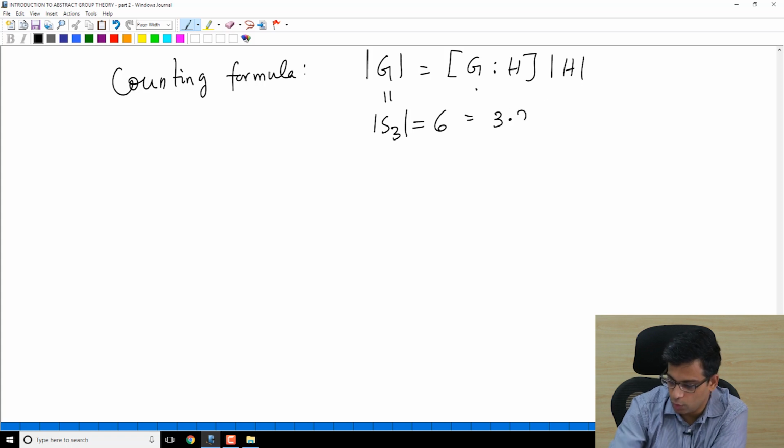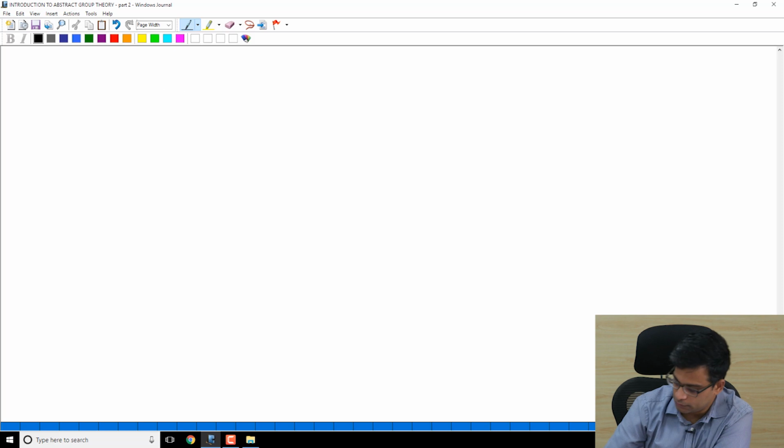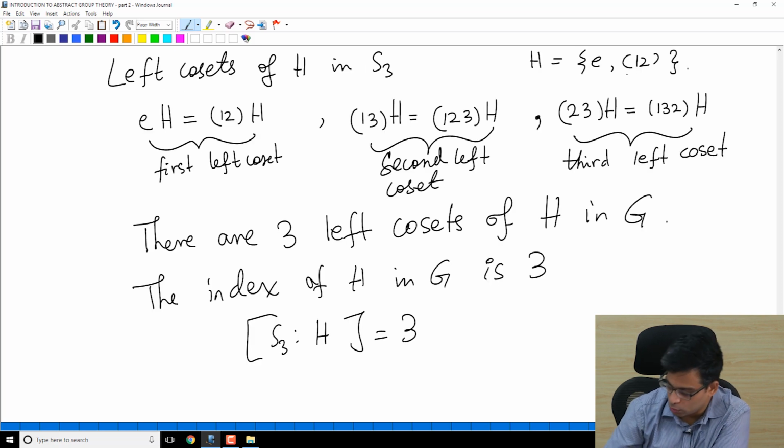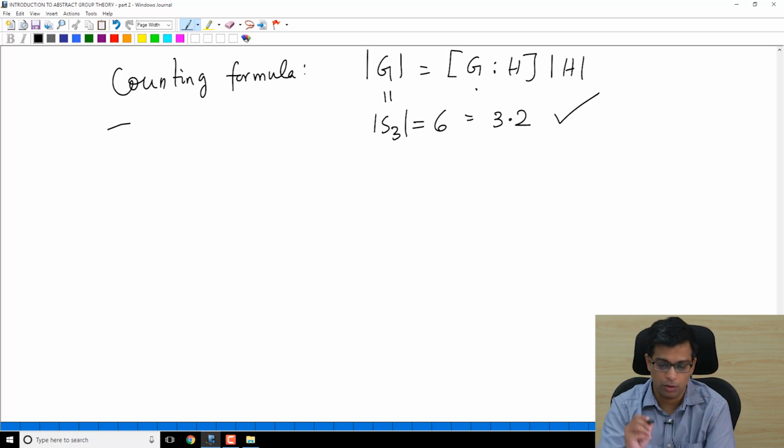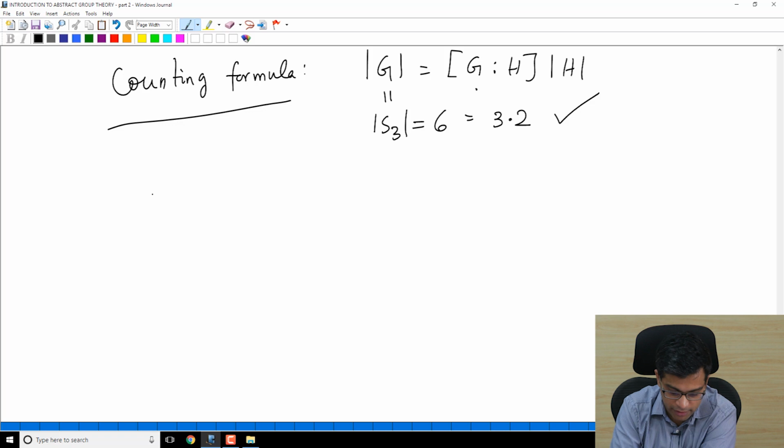And what is the order of H? The order of H is 2. There are 2 elements. So 3 times 2 equals 6. So this is correct. The counting formula is verified, and Lagrange's theorem is also verified here, of course.